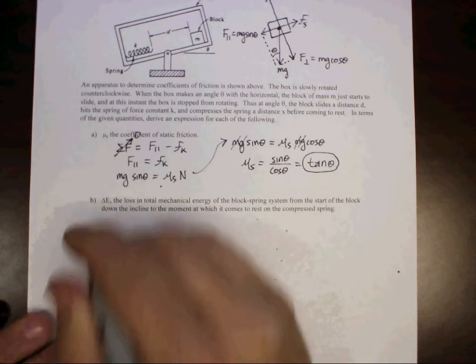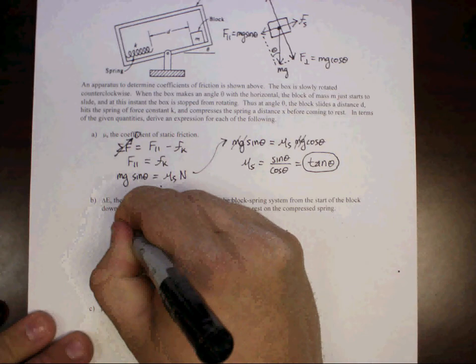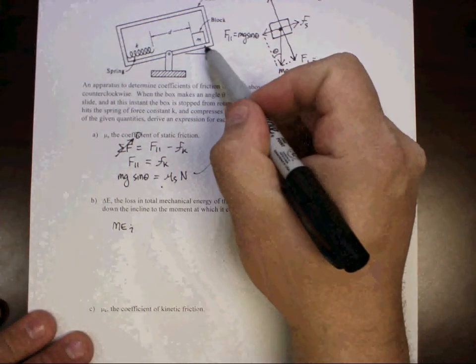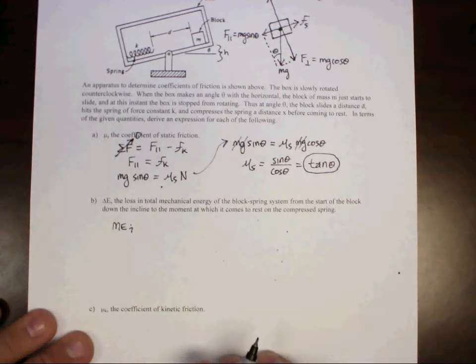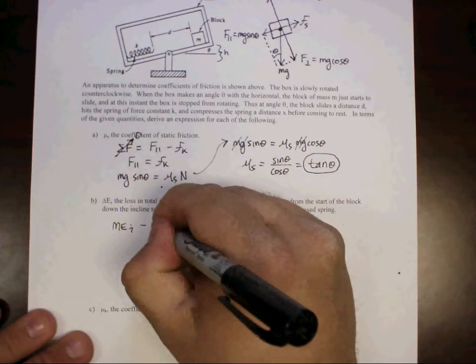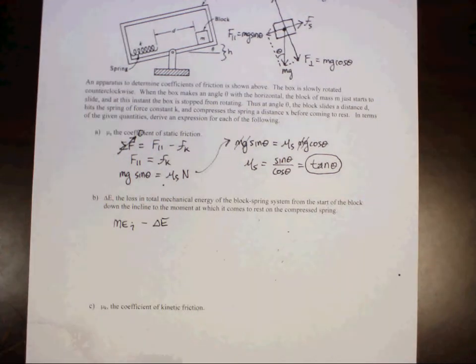Then we go to B, and it says find the loss in total mechanical energy of the block-spring system from the moment the block starts to slide to when it comes down, hits the spring, and comes to rest. Now it's only resting for just a moment, but we want to know how much energy it's lost.